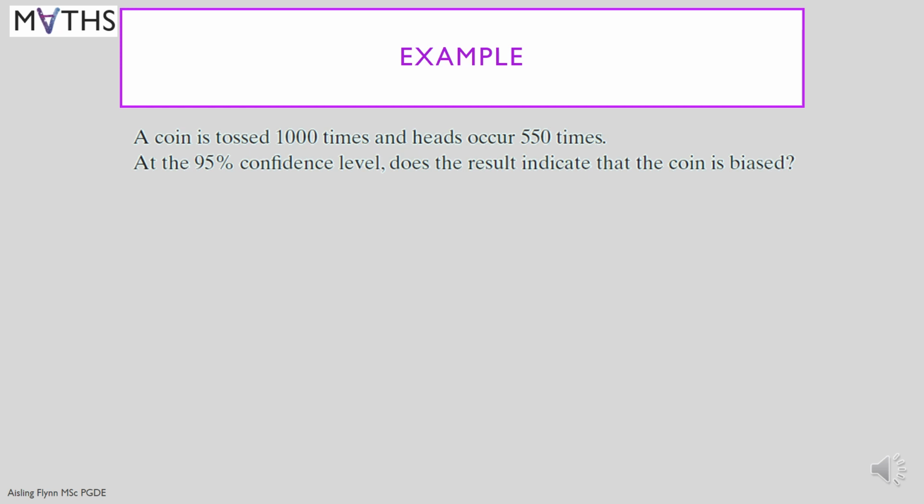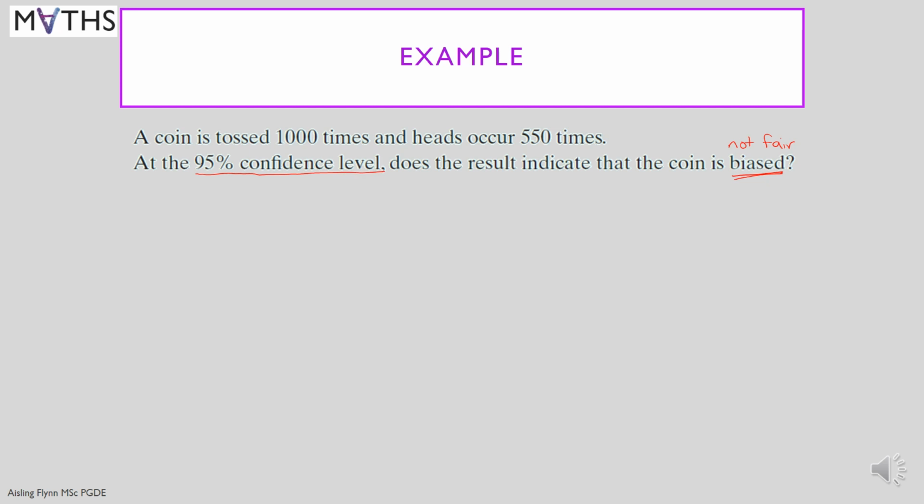A coin is tossed 1,000 times and heads occur 550 times. At a 95% confidence level, does the result indicate that the coin is biased? So firstly, what is biased? It means that the coin is not fair. So when you toss a coin, the chances of getting heads or tails should be 50-50, half and half. Here we see that it's not 50-50 exactly, 550 times. But that could happen, right? But let's do what we're asked here.